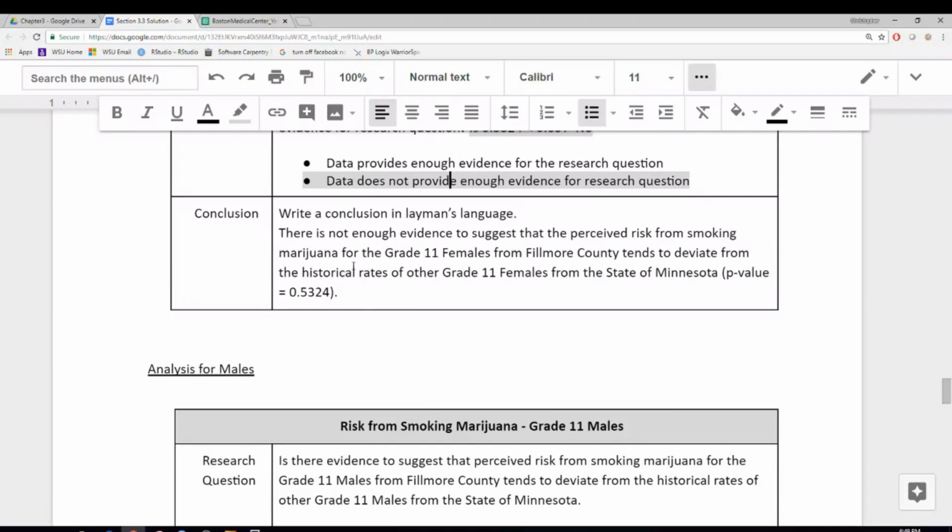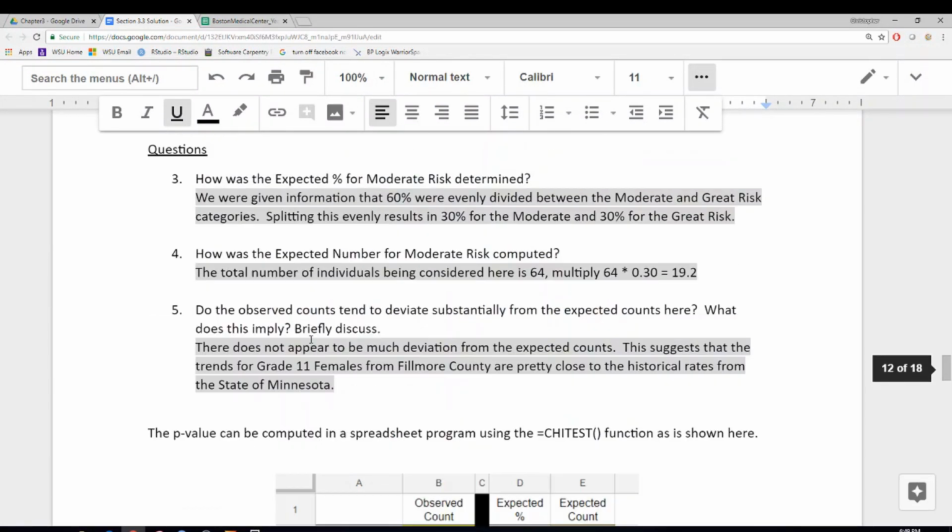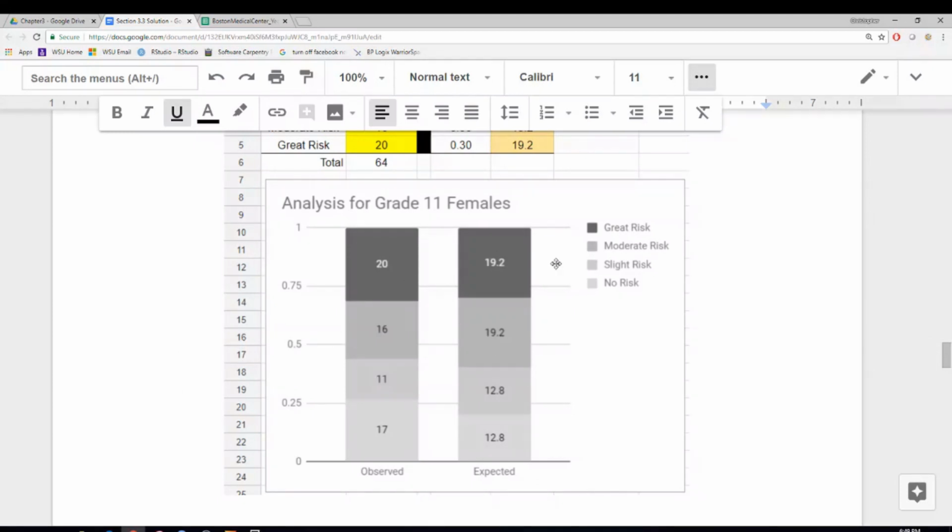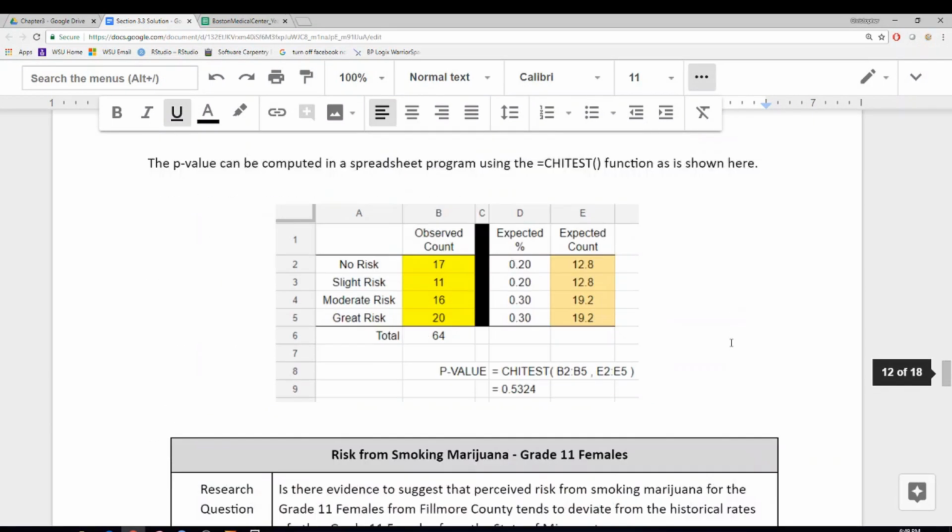The conclusion then is there is not enough evidence to suggest that the perceived risk from smoking marijuana for the grade 11 females from Fillmore County tends to deviate from the historical rates. P-value 0.5324. So at least for the females, it looks like their trends are pretty similar to what I would expect from other young women across the state. All right, let's consider the males now.